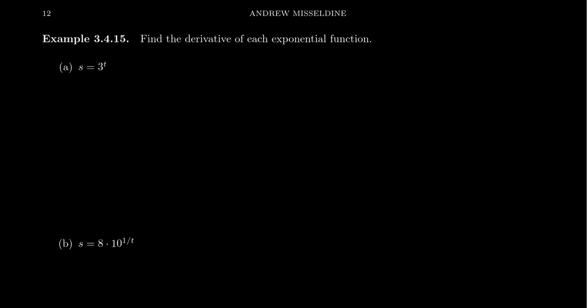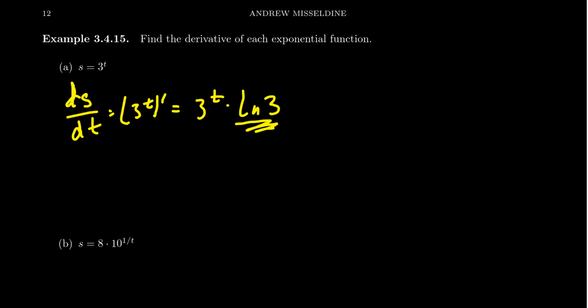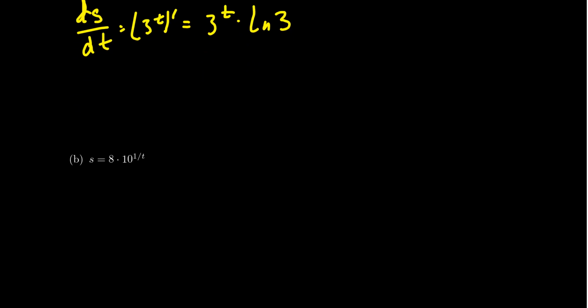How about this one? If we take the derivative of s, which is 3 to the t. Well, the derivative of s with respect to t, you're taking the derivative of 3 to the t right here, where you're going to just get 3 to the t times the natural log of 3. Again, remember to pay the tariff. That's the most common thing that students mess up if they take a derivative of an exponential other than base e. They sometimes forget to pay the tariff.